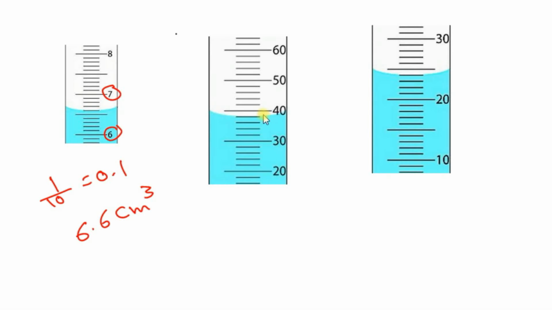In the same way here, the reading is 40 minus 30, which is 10, and we have only 5 divisions, so each division is 2. So if this is 40 minus 2, the reading is 38 cubic centimeters. On the last one here, 20, 30, 10 divisions, so each one is 1, so it's 21, 22, 23, 24.